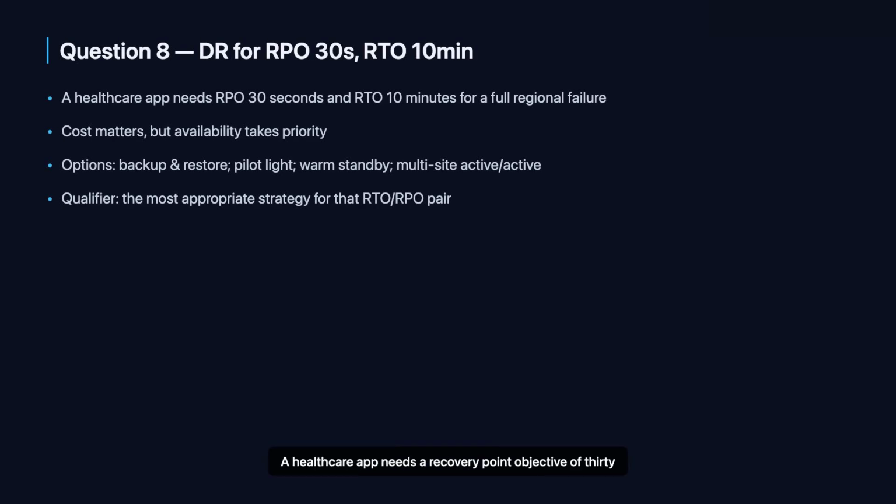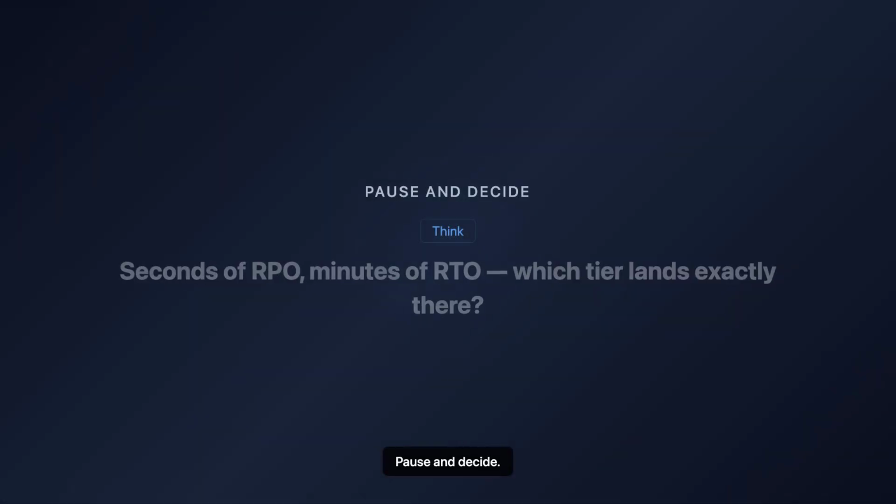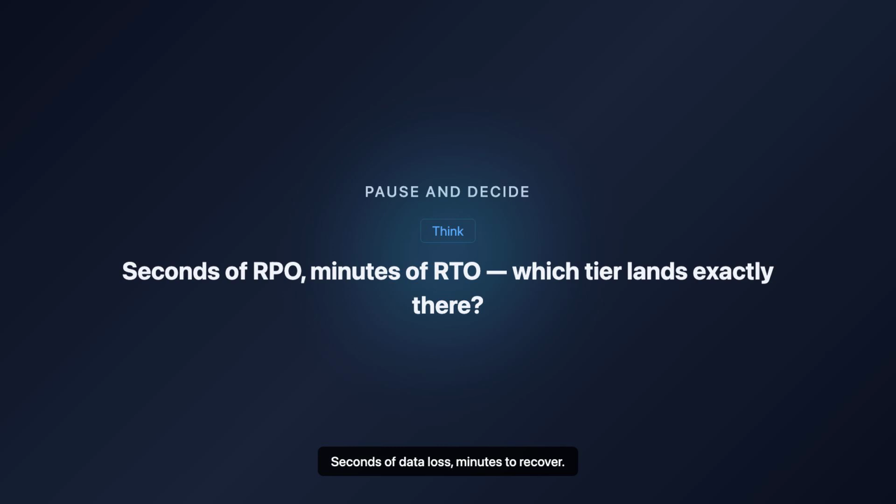Question 8. A healthcare app needs a recovery point objective of 30 seconds and recovery time objective of 10 minutes for a full regional failure. Cost matters, but availability takes priority. The options are backup and restore, pilot light, warm standby, or multi-site active-active. The qualifier is the strategy that best fits that exact pair of numbers. Pause and decide. Seconds of data loss. Minutes to recover. Which disaster recovery tier lands exactly on those two numbers?